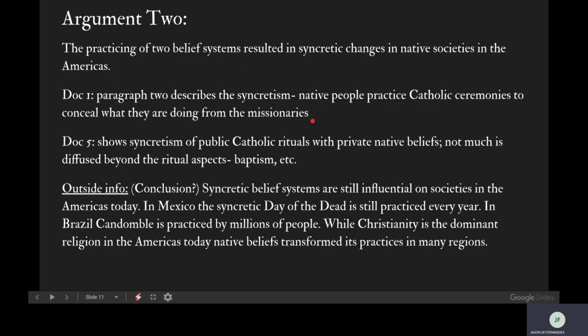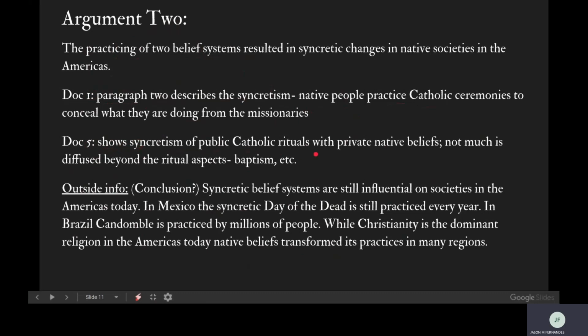Again, that idea of secrecy can result in syncretism, right? As I mentioned, you're replacing perhaps an indigenous god or saint with a Christian saint, right? And then over time, what does that mean to both of these belief systems as you're doing this? You're changing it. You're blending them. You're syncretizing them, okay? Document 5, very, very similar.